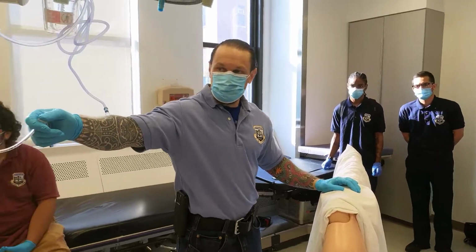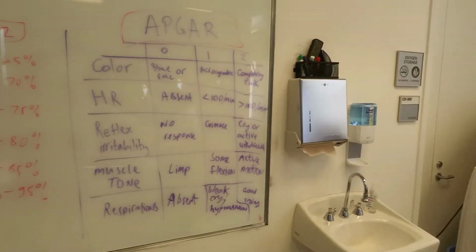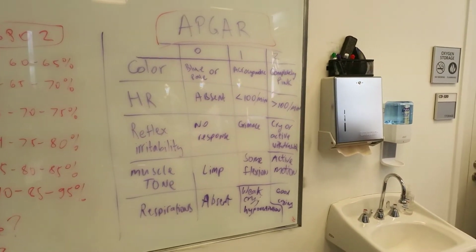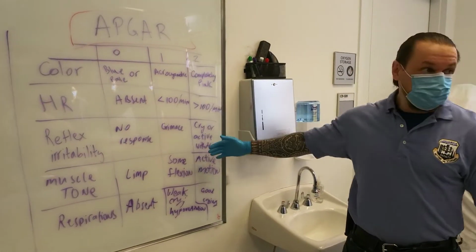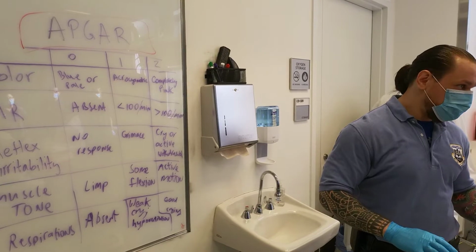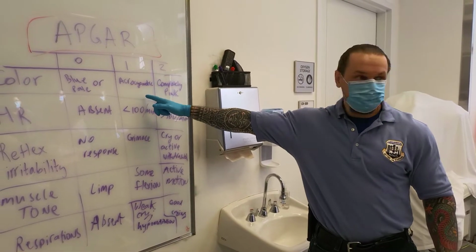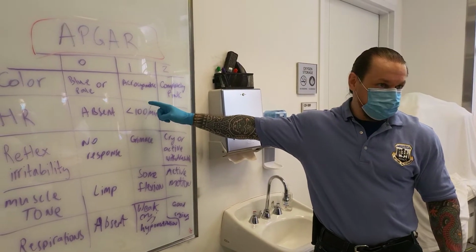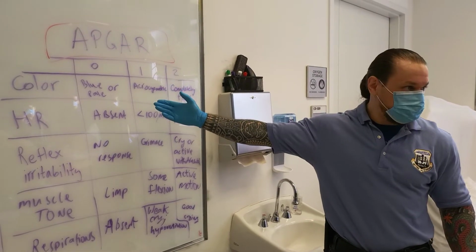And so the Apgar score, right, the way it's broken down, the max score you could get is 10. Usually when the baby is born, they're never going to get a 10. You know why? Because they have acrocyanosis, right? So in color, they're only going to get 1, right?